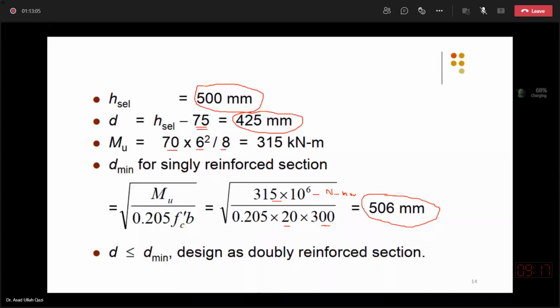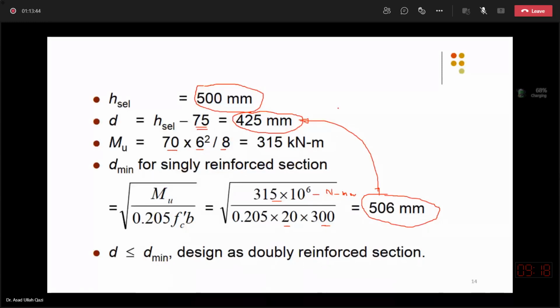Even if I compare it with the architect's permission, I am a little lower in the permission. So it means I should not be designing it as singly, since my D allowed is less than the minimum. So I should go for a doubly reinforced section. These are the initial steps to be done if the questioner is silent.